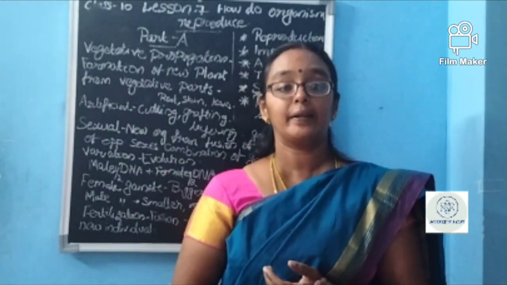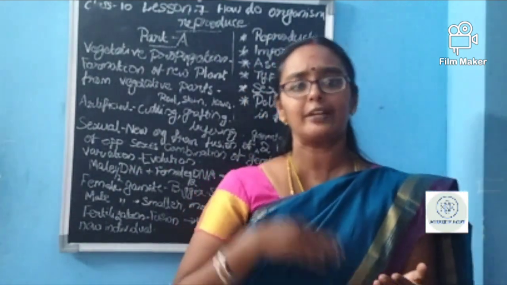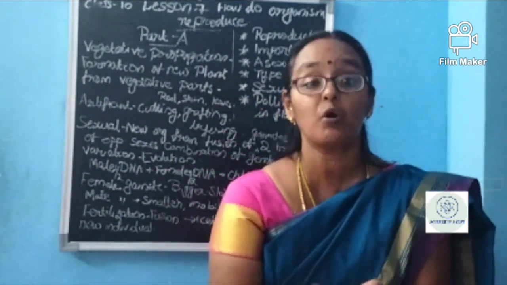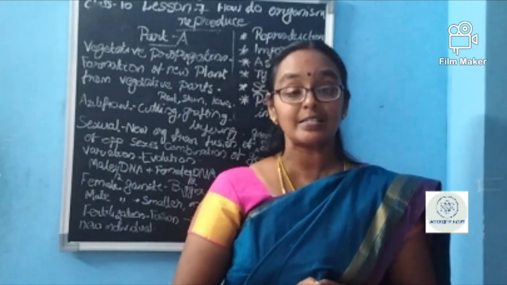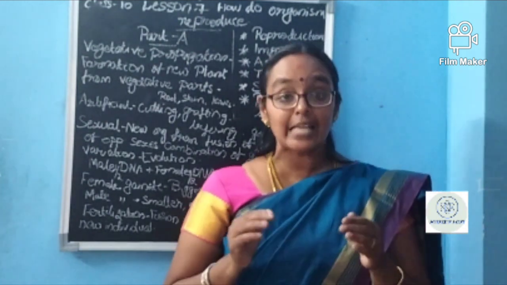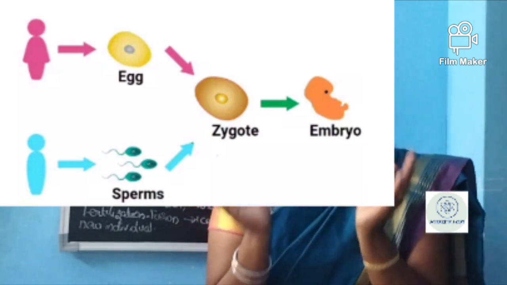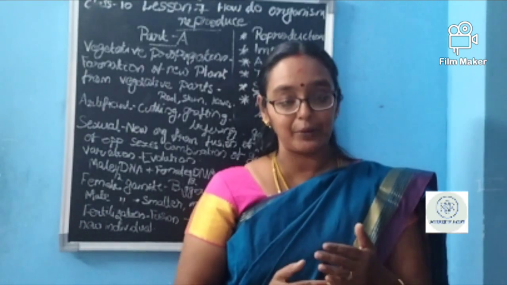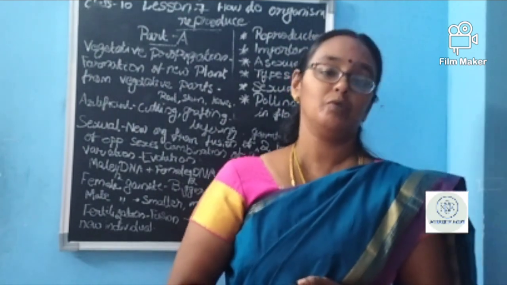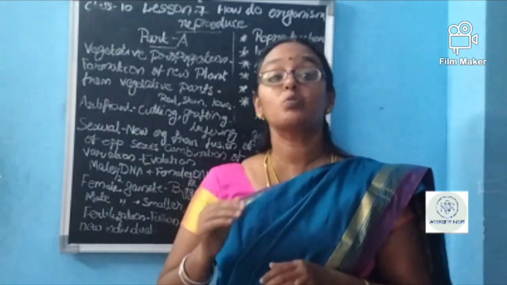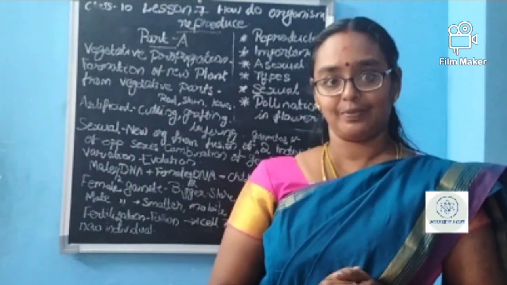What will happen after that? When the male gamete and female gamete join together, they will fuse to form a single cell. We call it the zygote. The zygote will divide. The single cell will divide to form an embryo. From this embryo, the new organism will develop. Okay. So this is what happens in sexual reproduction.